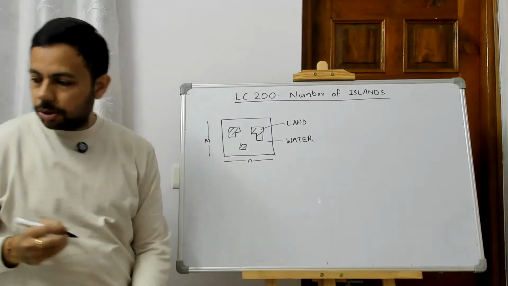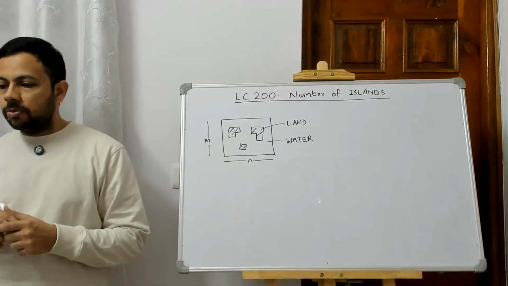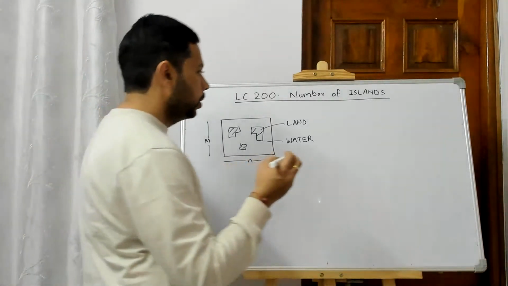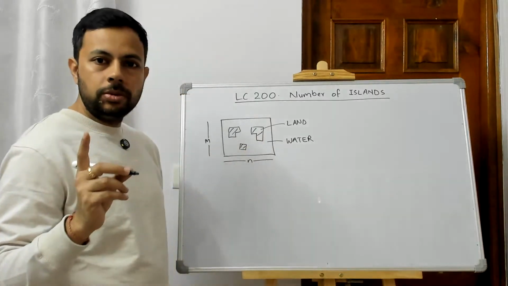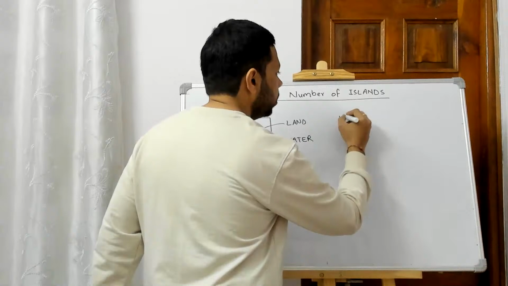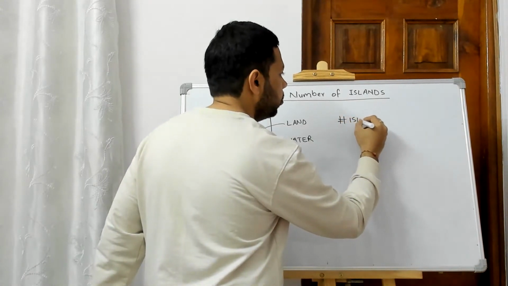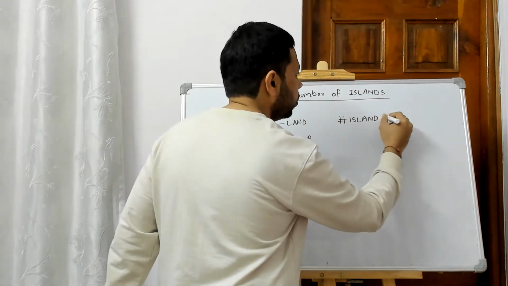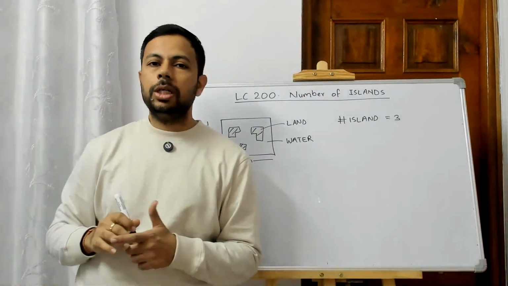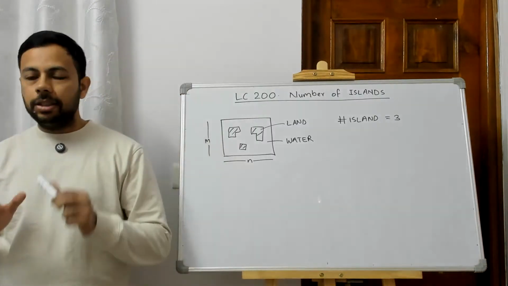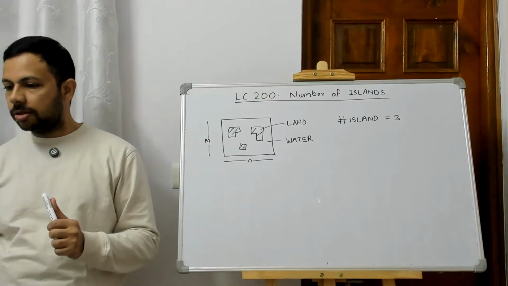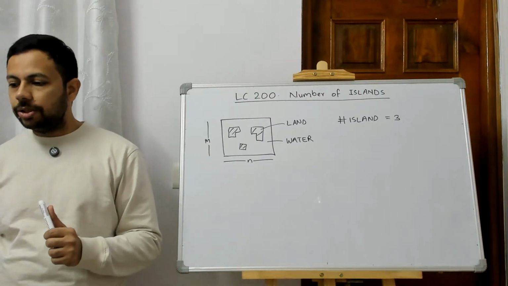The question asks you to return the number of islands. So in this case, the number of islands is, can you tell me? Right, the number of islands is 3. So given a map, you have to count the number of islands. Now the question is, how is this map represented? That makes all the difference.